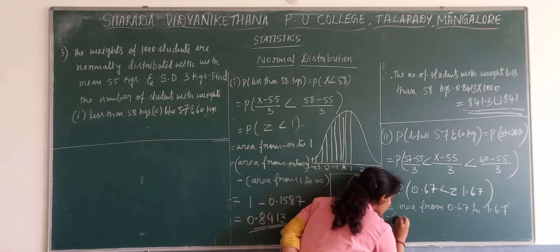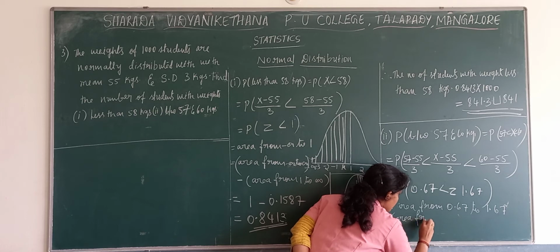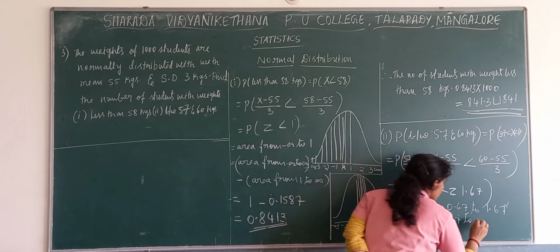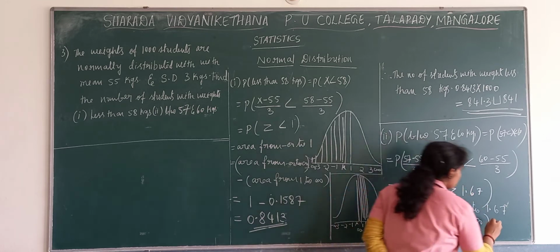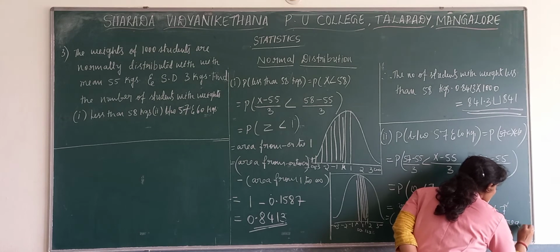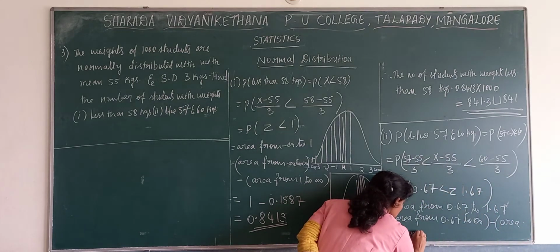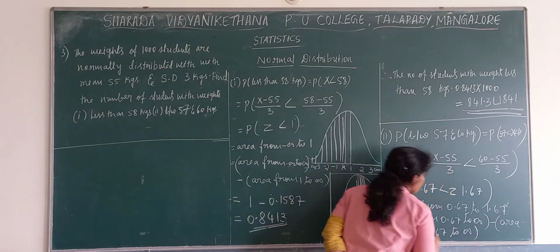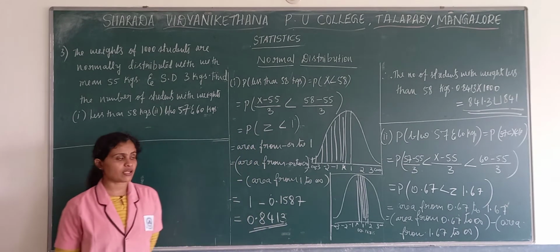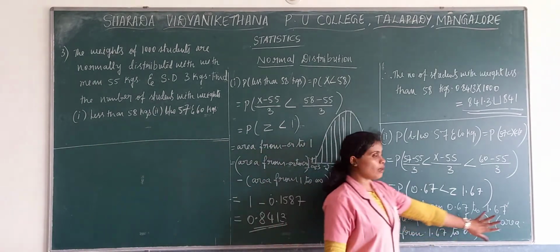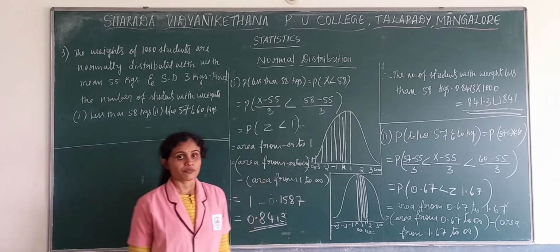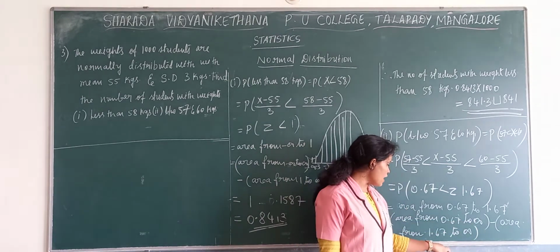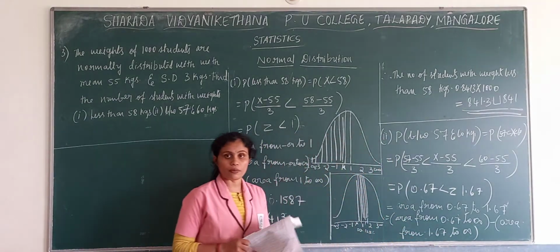See here, the area from 0.67 to infinity. From that deduct the area from 1.67 to infinity. Area from 0.67 to infinity, from that the area from 1.67 to infinity. Now we need to find out the values of 0.67 and 1.67 from the normal table.